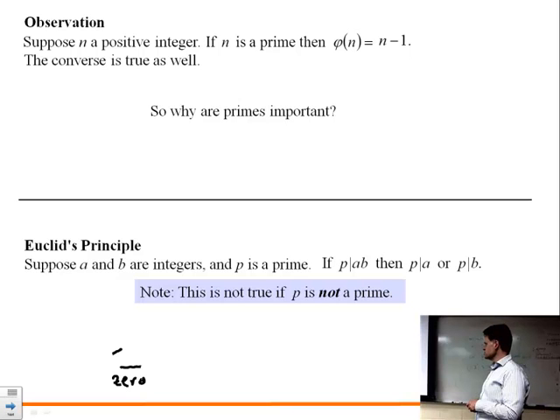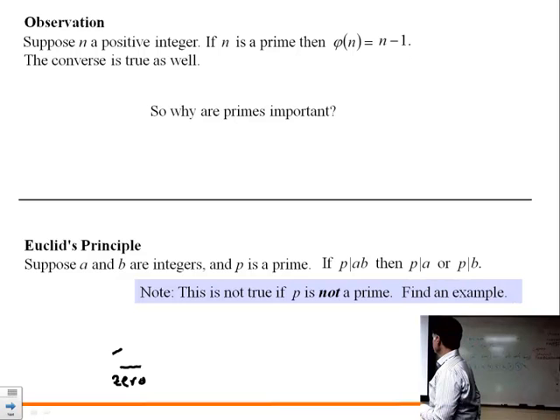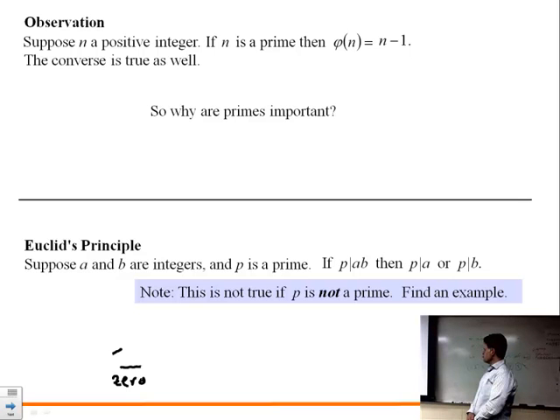So this is Euclid's principle, and it's true if p is prime, but it's not true if p is not prime. So let's take an example. Can we find an example where p is not prime, let's say 6, where p divides a product of two things, but it doesn't divide either a or b? Can you find an example there?